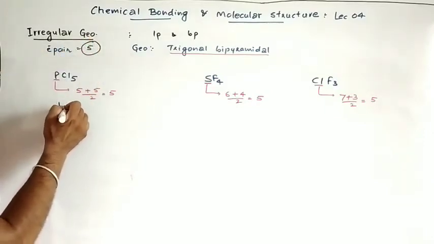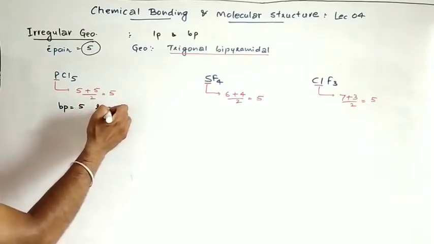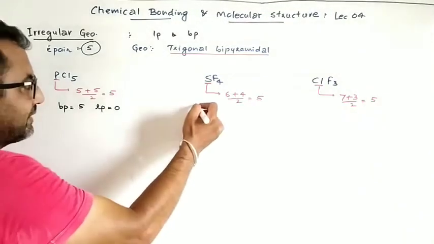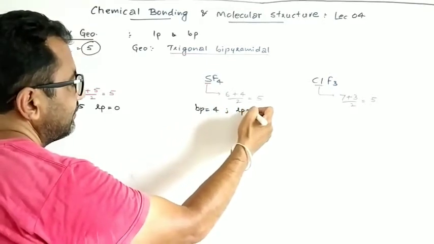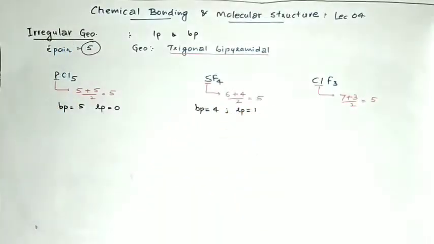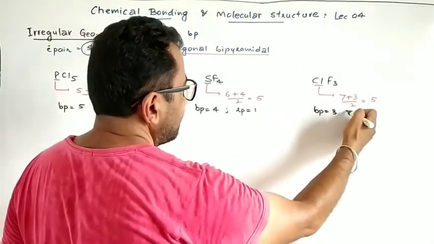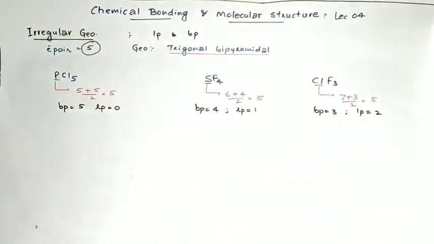So what about bond pairs? Here the bond pairs are 5, lone pair is 0. So this is the regular geometry. Here the bond pairs are 4 and lone pair is 1. Here the bond pairs are 3 and lone pairs are 2. 5 minus 3, 2.